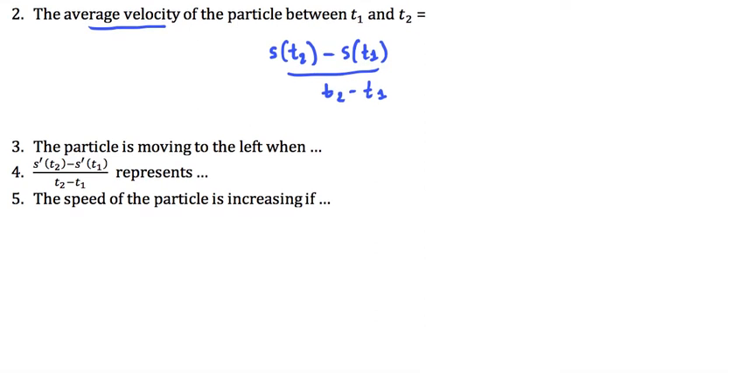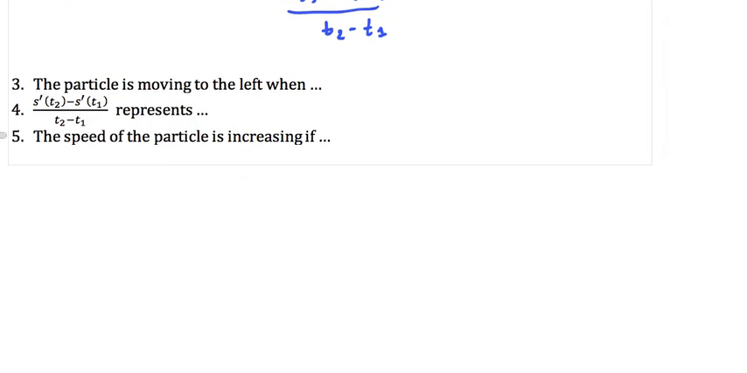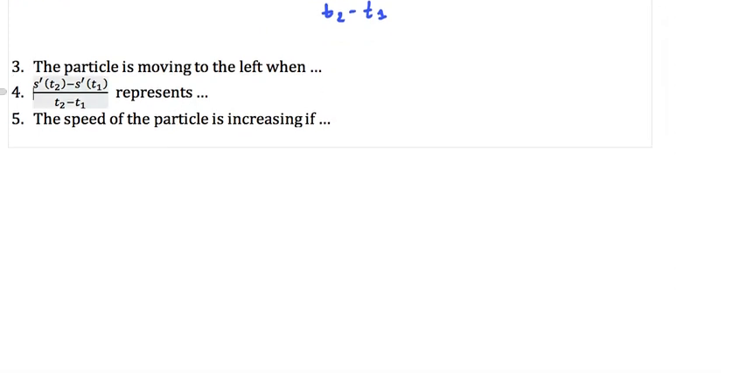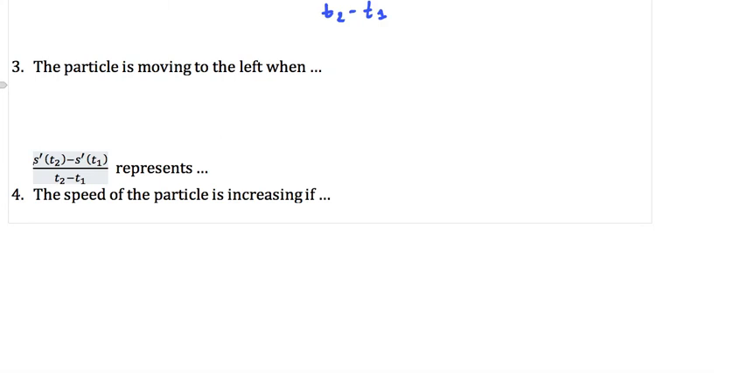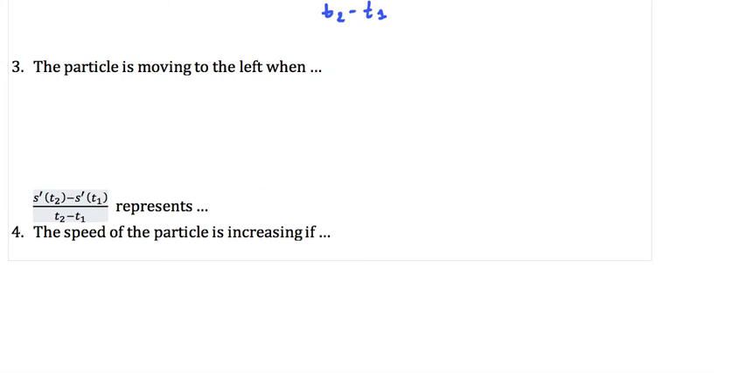Let's continue. The particle is moving to the left when? Okay, so this is a bit interesting. How do we know that the particle is moving to the left? Now, perhaps you could say something like s of t is negative, right? But that isn't really correct. That's very intuitive, but it's actually not correct. So let's talk about this a little bit more.